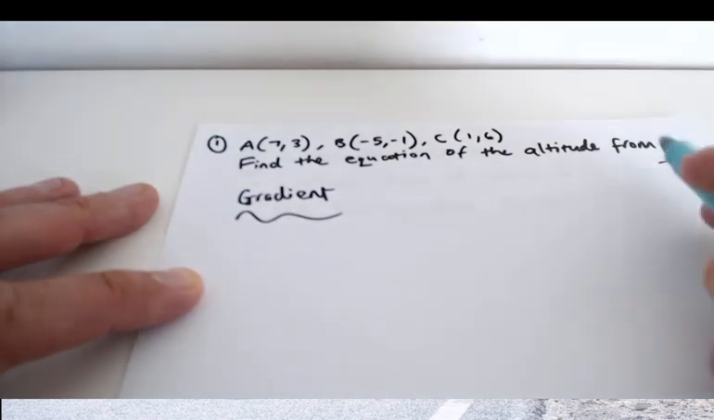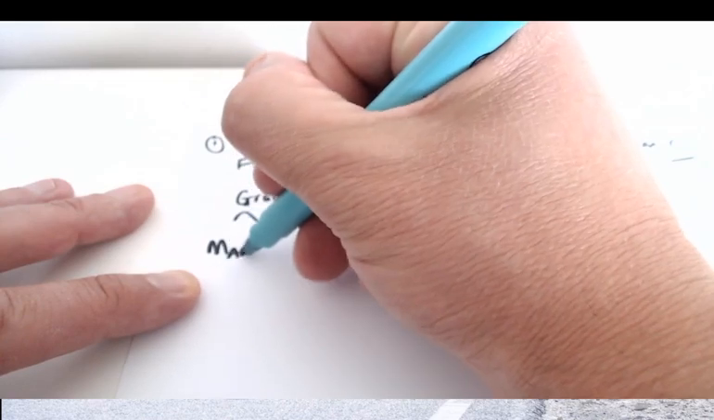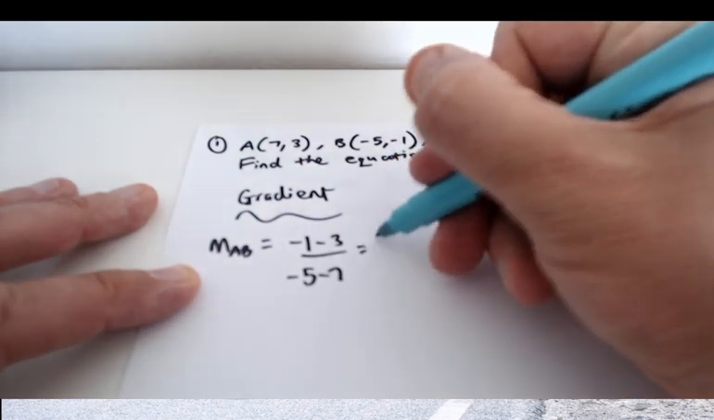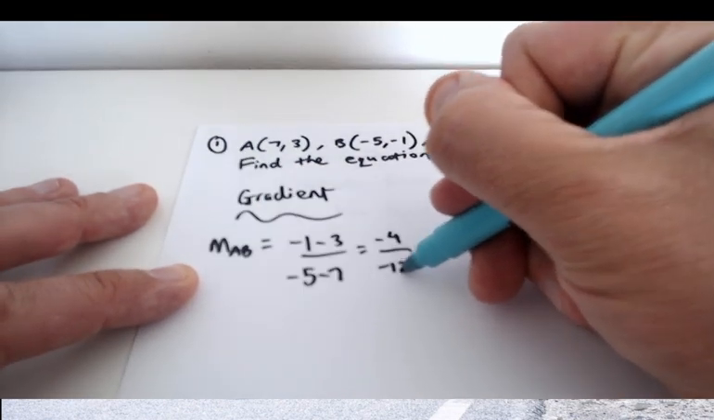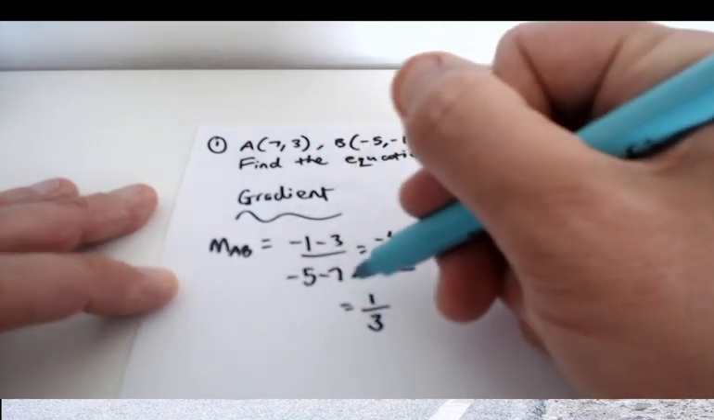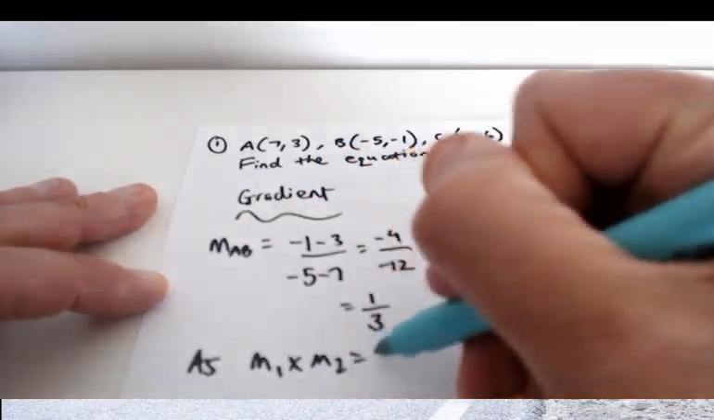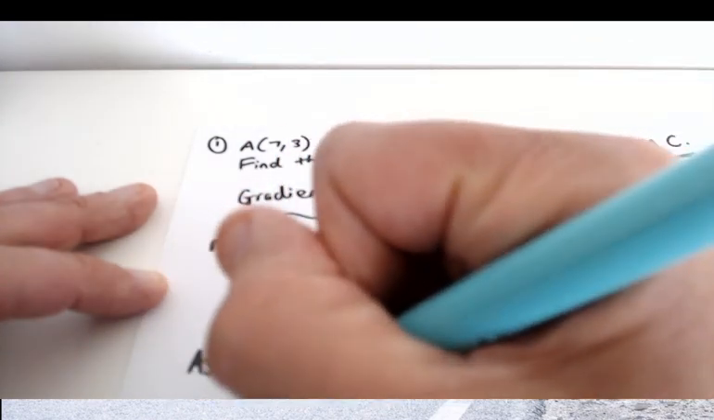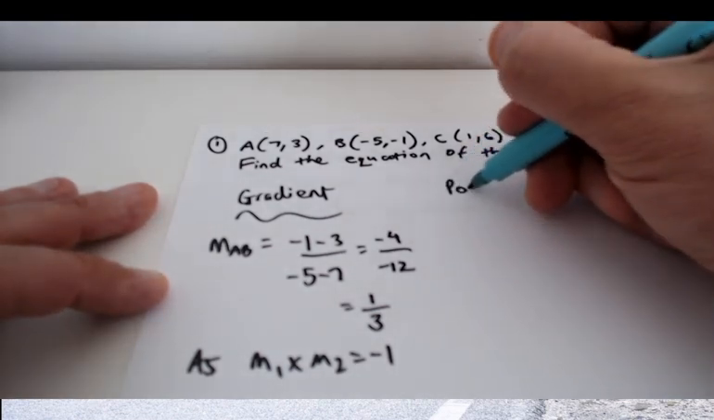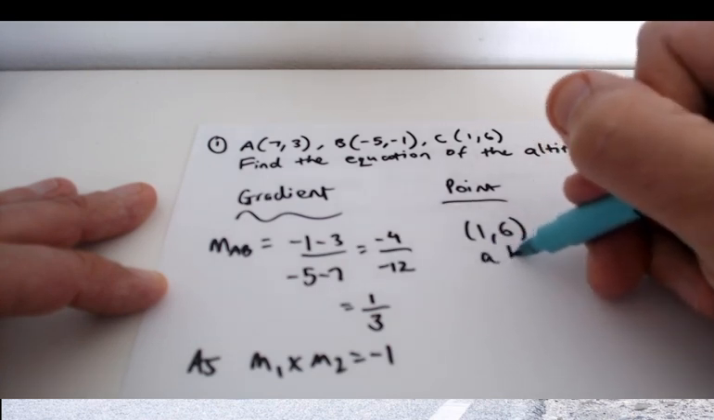It is the altitude from C, so I need the gradient of the opposite side, which would be AB. Minus 1 take away 3, minus 5 take away 7, that's going to give me minus 4 over minus 12. The negatives will cancel, 4 over 12 simplifies to make 1/3. I want a perpendicular gradient. Turn it upside down, change the symbol. I would get minus 3 over 1, but we don't need the over 1. Point. It's the altitude from C, so I'm using the coordinates of C, which is 1, 6.